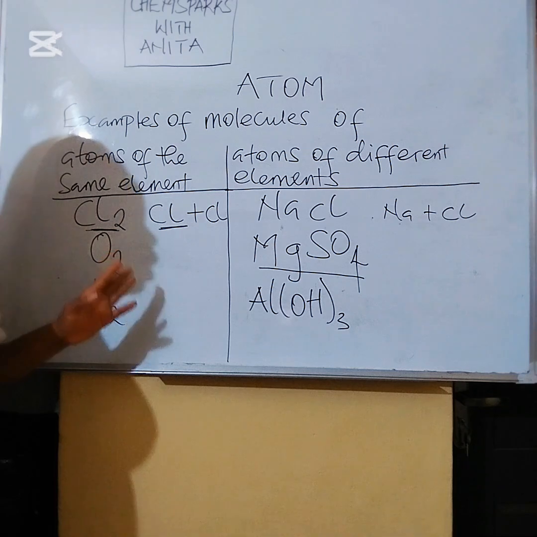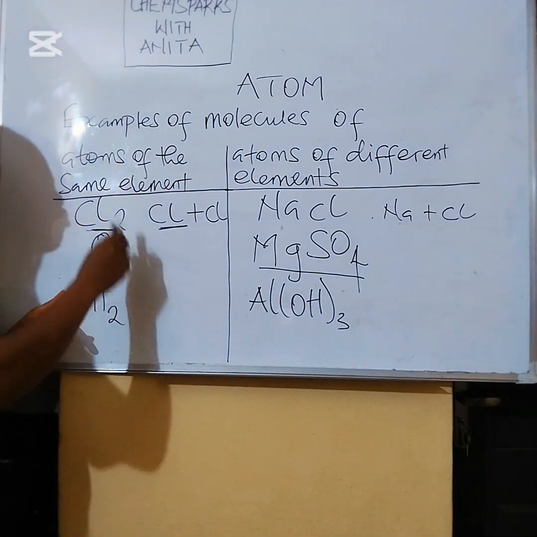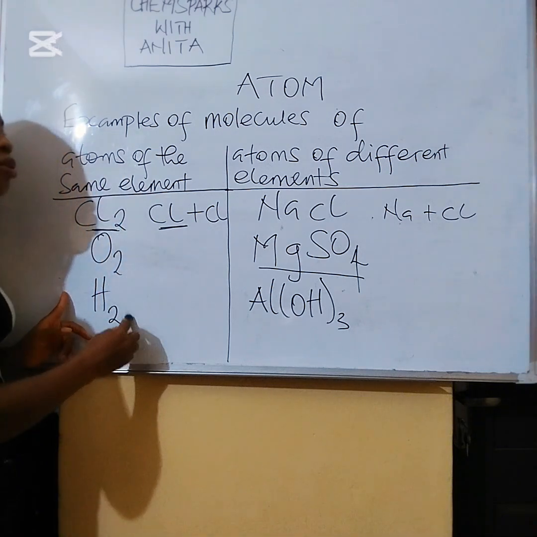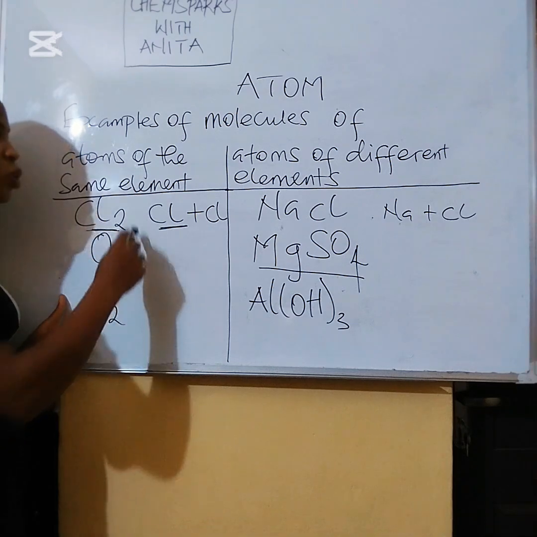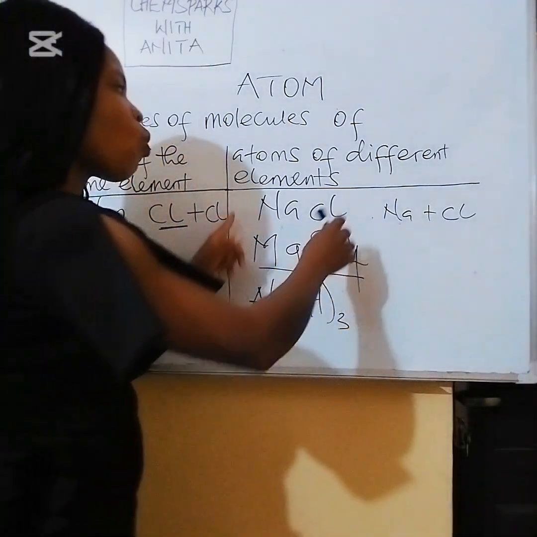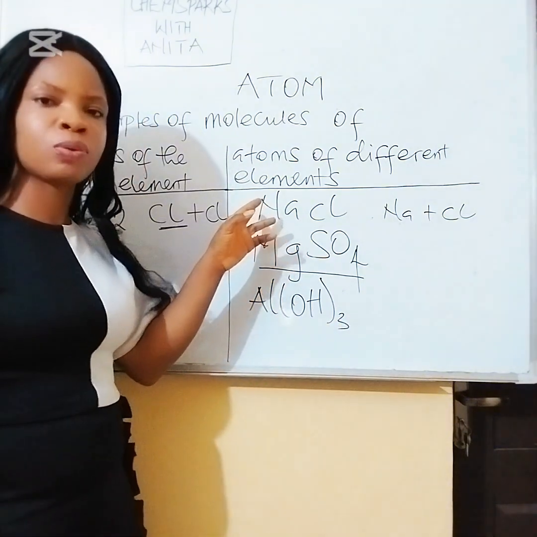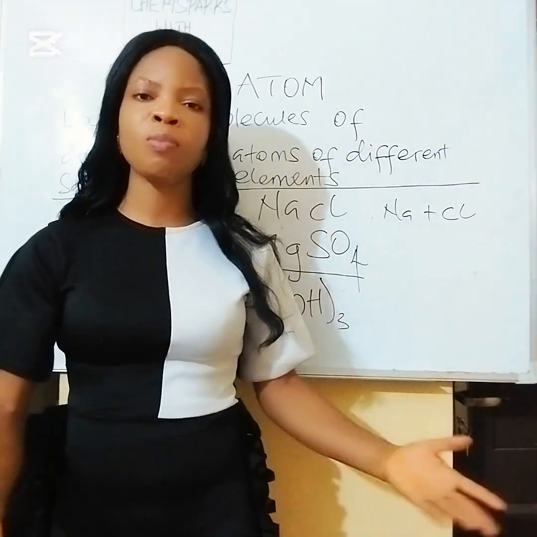And these are the examples we have on the board. On this side of the board, where we have molecules of atoms of the same elements, these molecules here are molecules of elements. Okay, so these are molecules of elements, while the examples here are molecules of what? Compounds. Okay, so this means that most compounds exist as molecules.